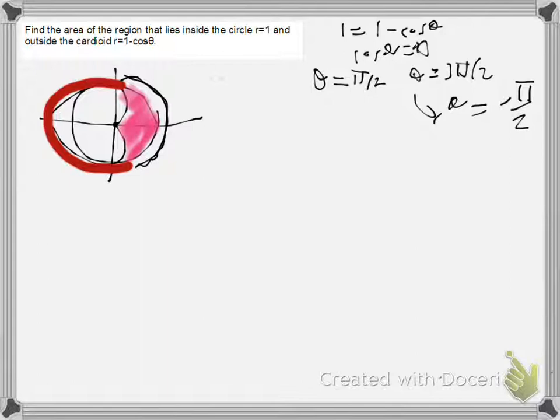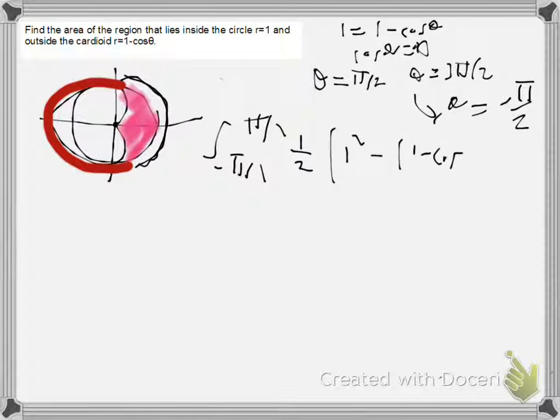Now let's set up the integral. We determined that our bounds would be negative pi over 2 to pi over 2. So what's the integrand? Well, we start off with 1/2. What's r1? Well, r sub 1 is the circle r equals 1. So that one is the larger of the two in that particular range. So then we have 1 squared minus the quantity 1 minus cosine of theta squared, because that's our smaller radius, and that is our setup.